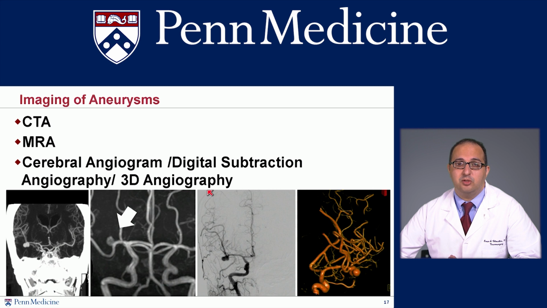Now, since around the mid-2000s, we've been having this technique called 3D angiography, which makes the picture look something like this, which is essentially the best image you can get for a brain aneurysm, because it can show you the surface of the brain aneurysm, any irregularities, and can give you a beautiful picture that helps you assess what the features of the aneurysm are.